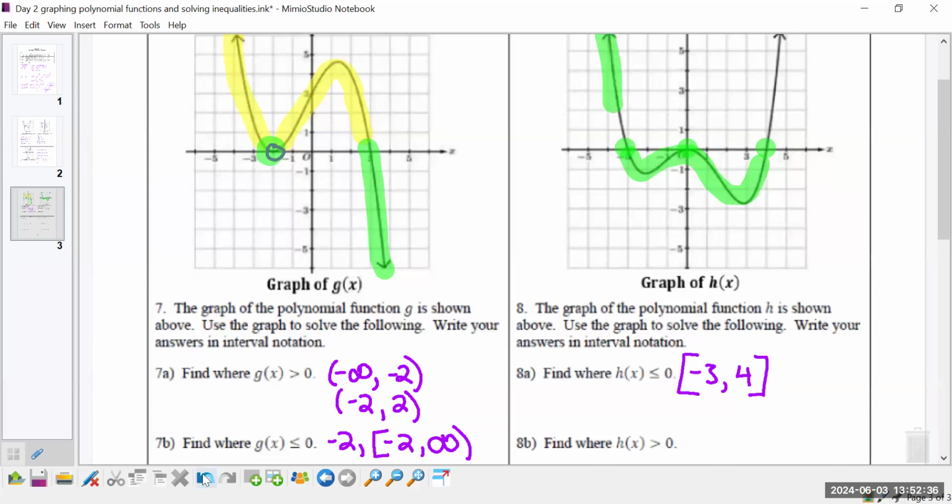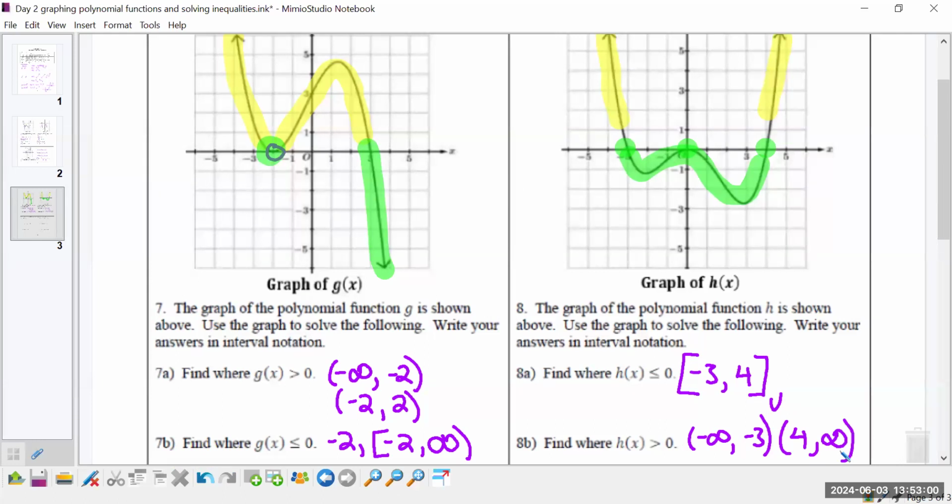Where is the function greater than 0? Oops, I thought I changed. Here's where the function is greater than 0. So I'm going to say this function is greater than 0 from -infinity to -3, not including -3. And you can use the little u if you want to make a union, 4 to infinity.